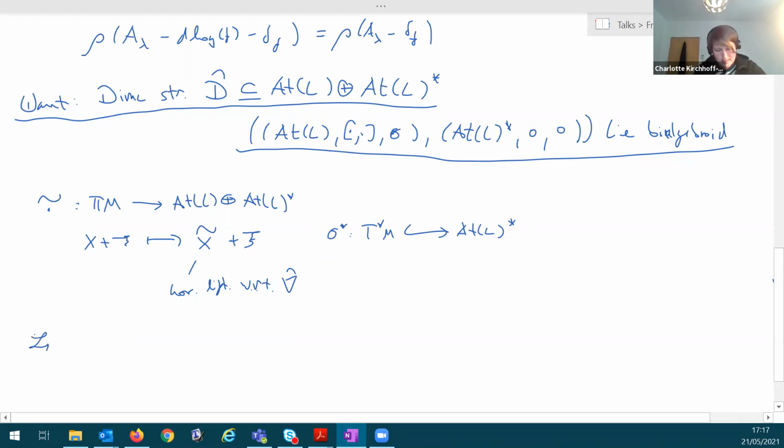And then I'm going to define a lift on, first of all, sections of D. So delta is a section of D, and I'm going to lift that to delta tilde plus the pairing of delta with the modular section times the Euler vector field.